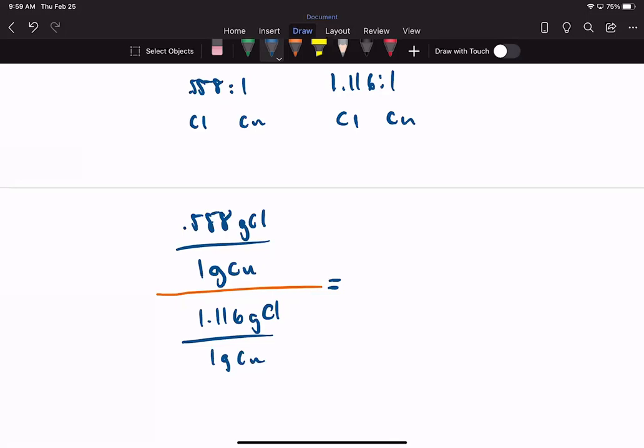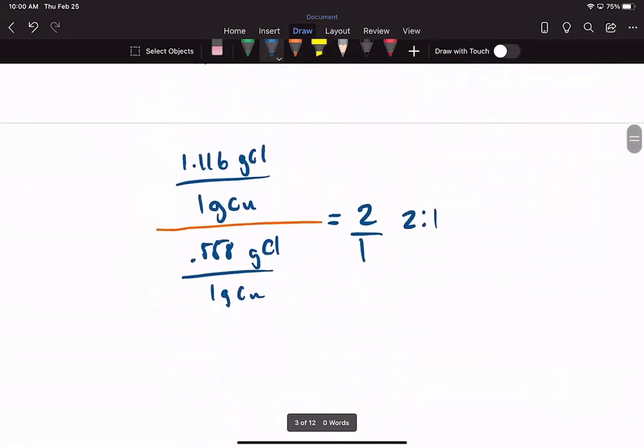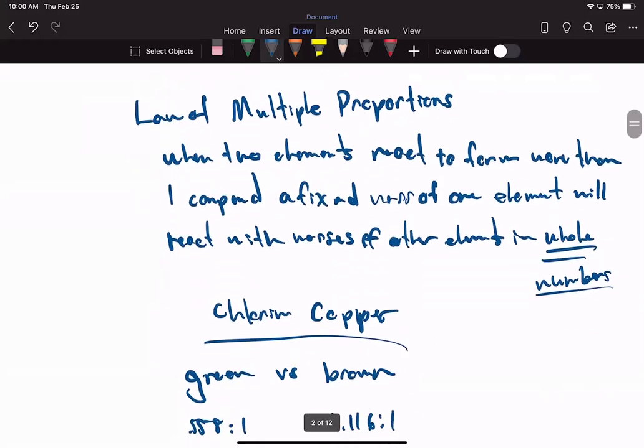Oh, you know what? I think I should have flipped these values around. Let me rewrite this. 1.116 over 0.558. Now what is it? Sorry about that. It should have come out to a whole number. I got 2. Okay, yeah, I was looking for the exact number 2. So we end up with this 2, which gives us a 2-to-1 ratio, right? And there's our whole number ratio. And this comes from, again, Dalton's law supporting our law of multiple proportions.